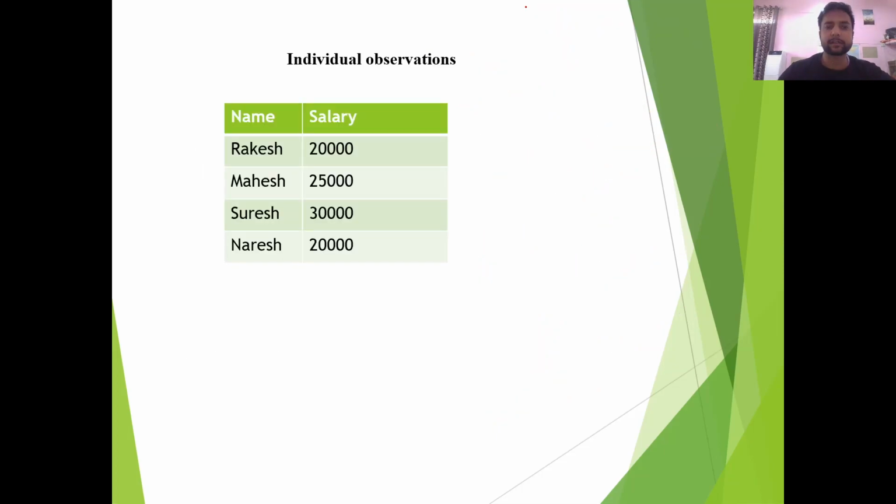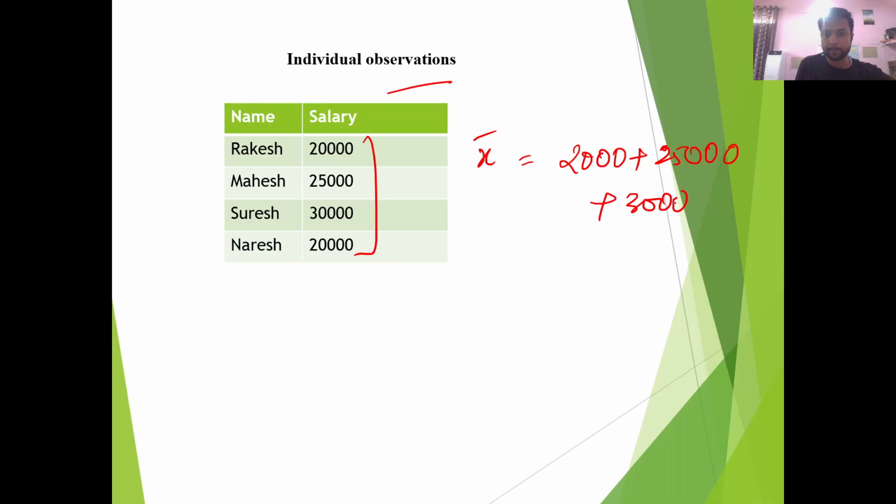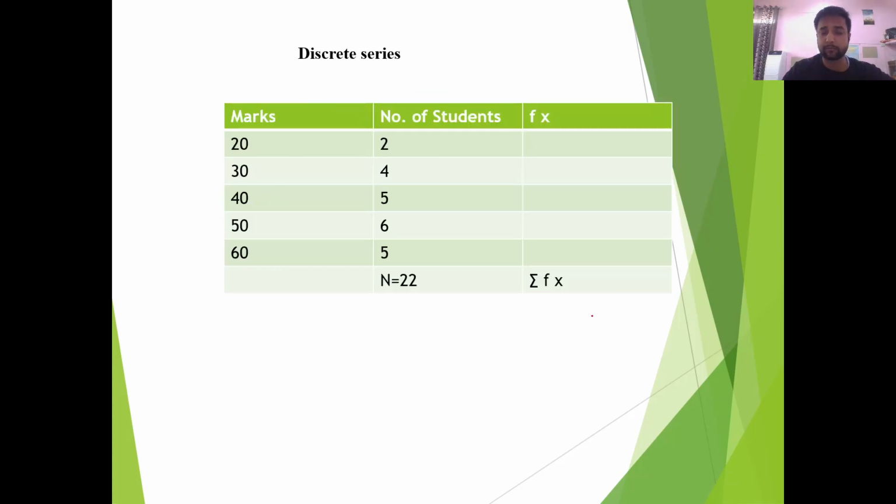Okay, so we are going to study this. Let's take an example for the individual observation. Say the salaries are given here, and how will we identify the average? We will add up all these: 20,000 plus 25,000 plus 30,000 plus 20,000, and since there are four numbers, we'll divide that by 4. That's how we are going to perform that.